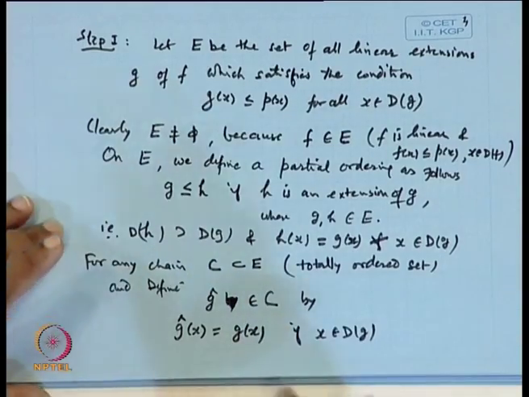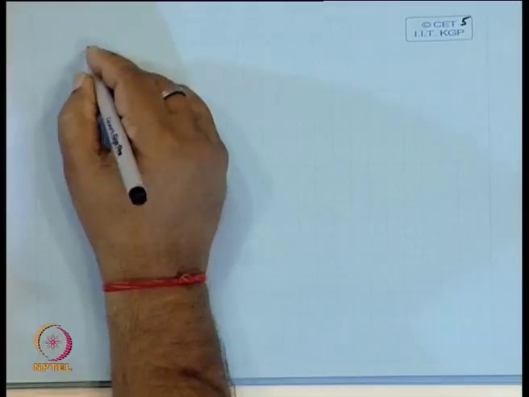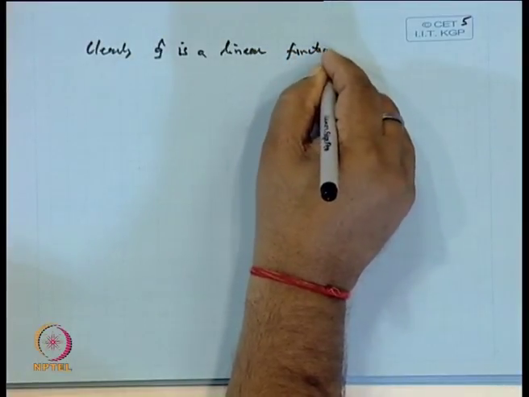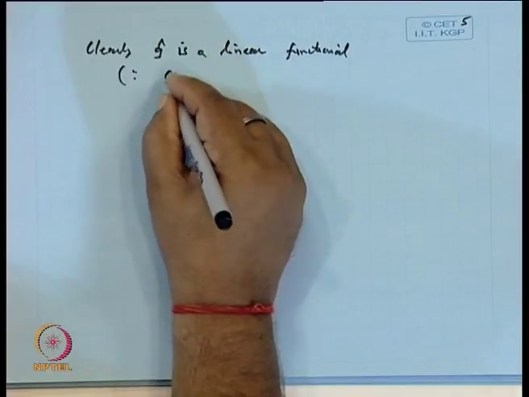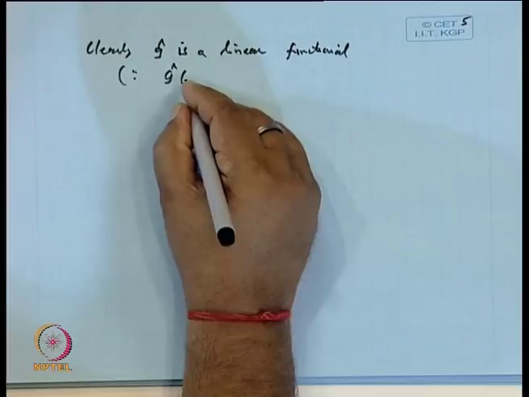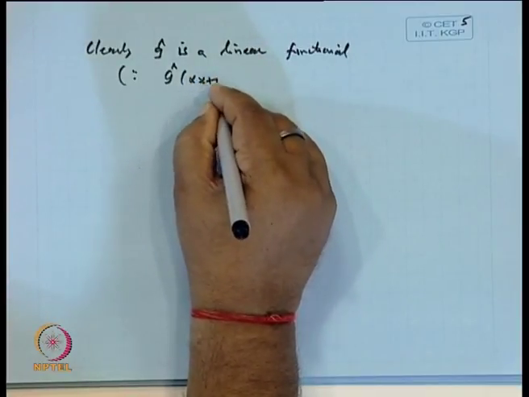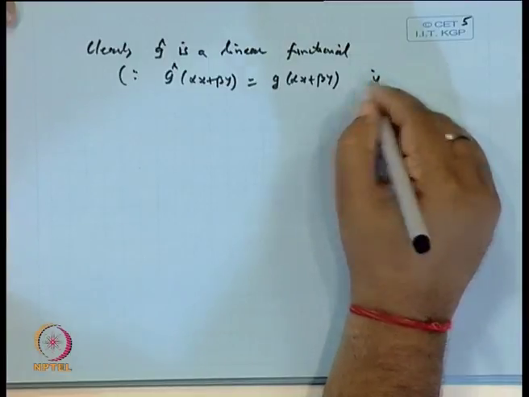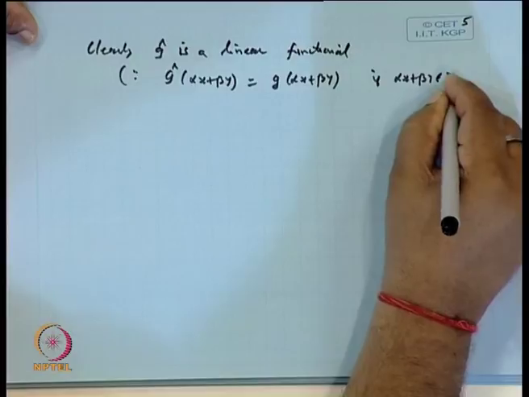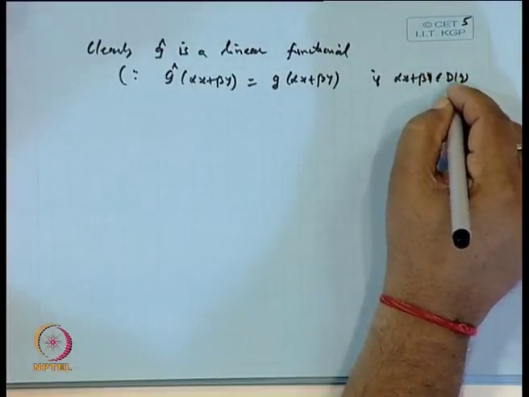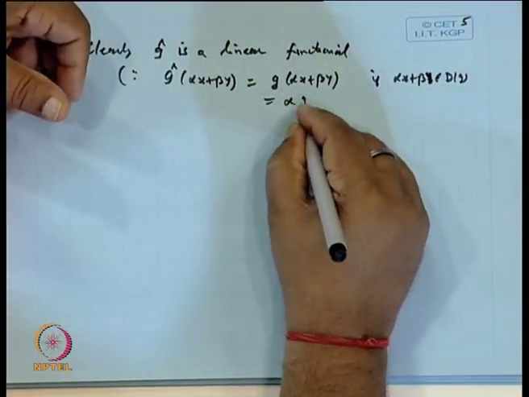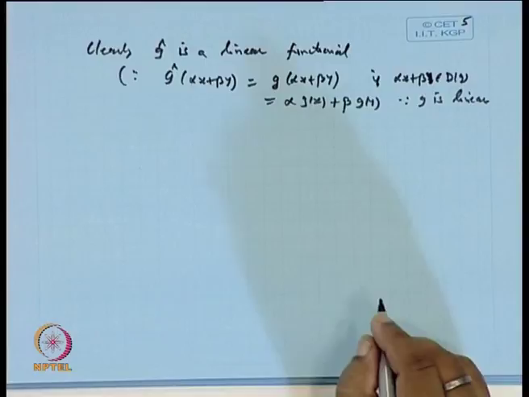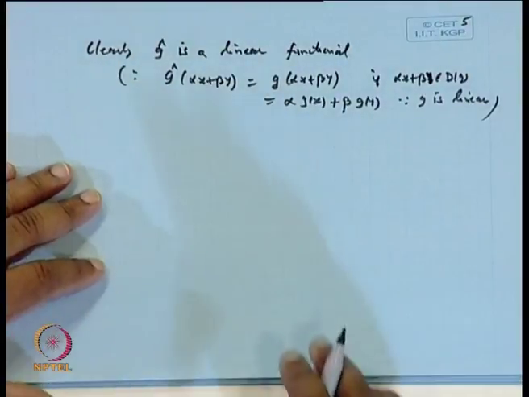Now, this G hat is clearly a linear functional. Why is it linear? Because if I take G hat of alpha x plus beta y, then by definition this will be equal to G of alpha x plus beta y, if this point alpha x plus beta y belongs to the domain of G. Is it not? Because it is a vector space. So, if x, y belong to the domain, and G is linear, it will be taken as alpha G of x plus beta G of y, because G is linear. So, we get that G hat is a linear functional.